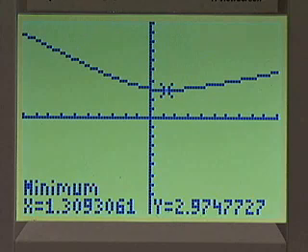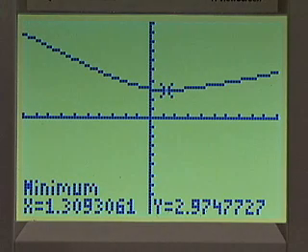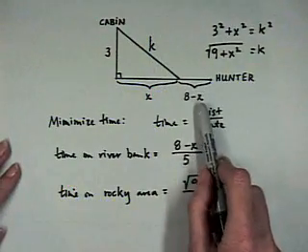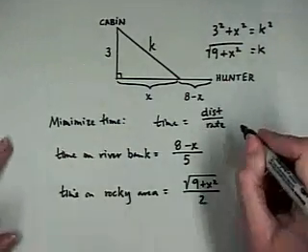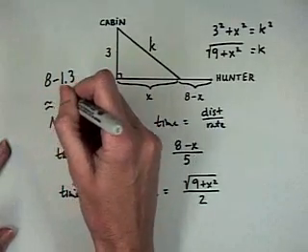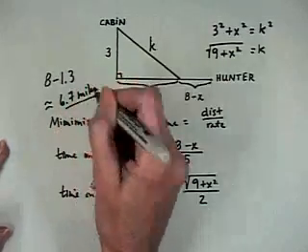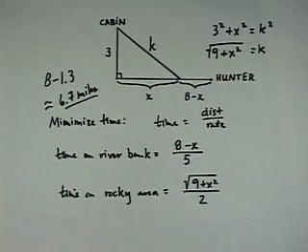And we'll end up with a value of 1.31 approximately for our minimum value x. Now, what that relates to is the fact that the distance that he should travel on the riverbank, let's go back to this graphic, is 8 minus x. And so we're going to evaluate 8 minus 1.3 to get an approximate value of 6.7 miles that he should walk along the riverbank before turning toward his cabin.